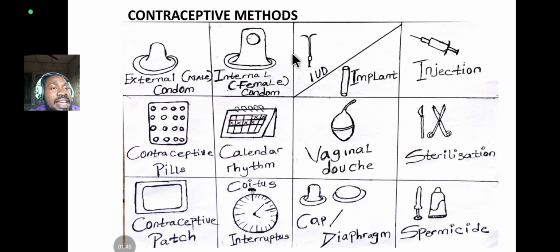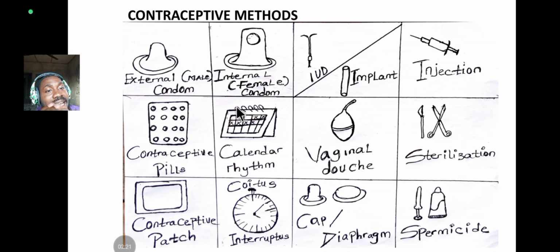So this one here is the IUD, okay? This one is like the copper coil IUD. While this one is implants, like the one I told you, they usually place in the arm, all right? So you have this one, the injection method, whereby they inject hormones. Another one is the contraceptive pill, whereby the woman takes the pills daily to prevent pregnancy.